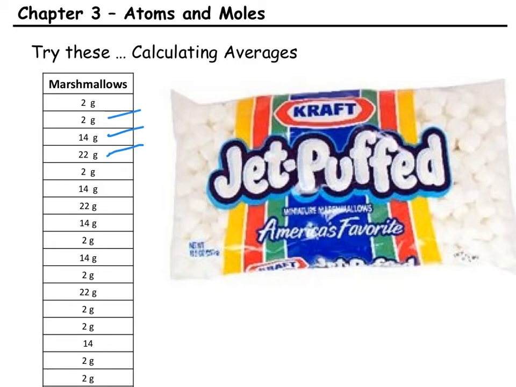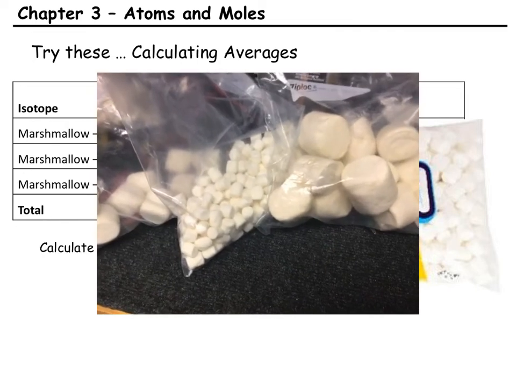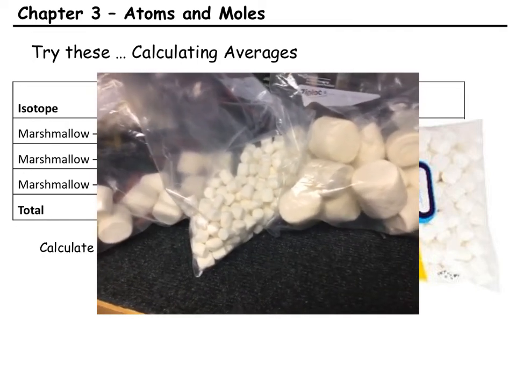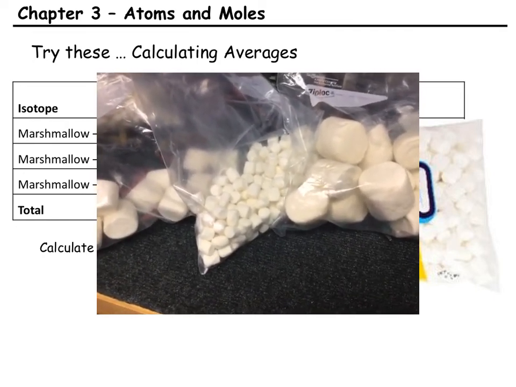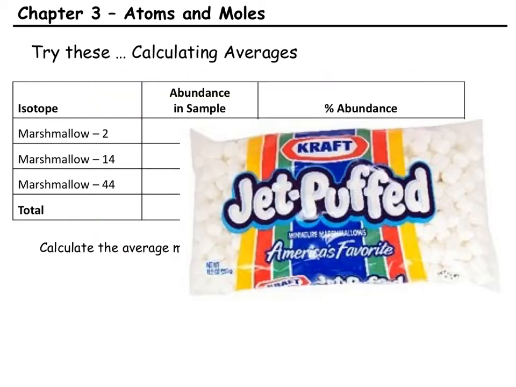Now, if I want to find the average mass of all these marshmallows, that could take a while because I got a rather large bag full of them here. But if I could somehow separate them into separate bags without having to count them all, I could find their percent abundance. Some of them being the 2-gram variety, the 14-gram variety, and the 44-gram variety.